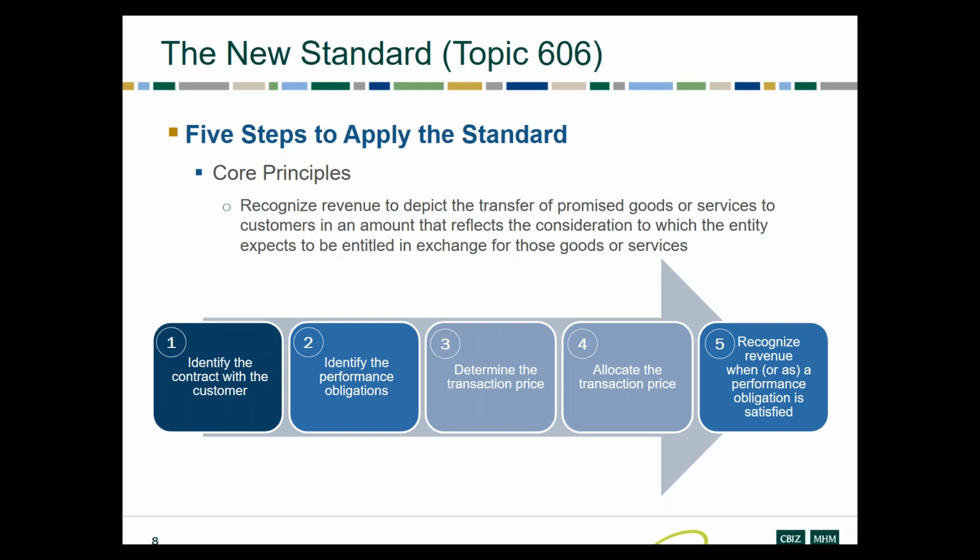So it is actually a very difficult process to go through, and as you can imagine, dealing with these from a systems perspective can also be challenging. So once you've gone through and determined the transaction price, now you've got to allocate that transaction price to each of the different performance obligations that you identified in step number 2.